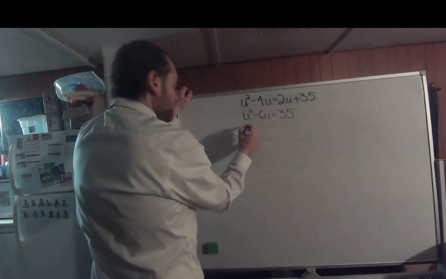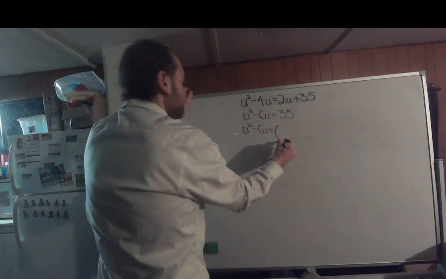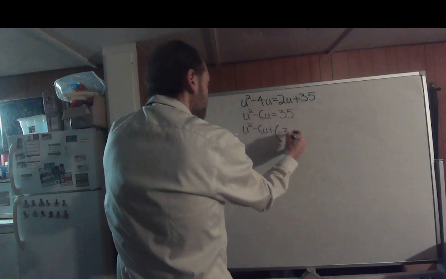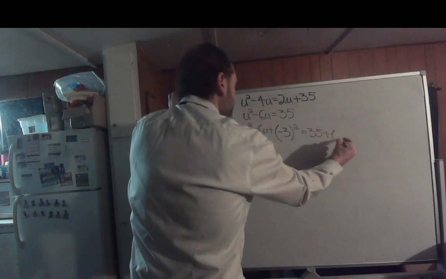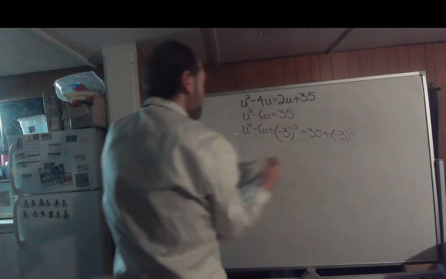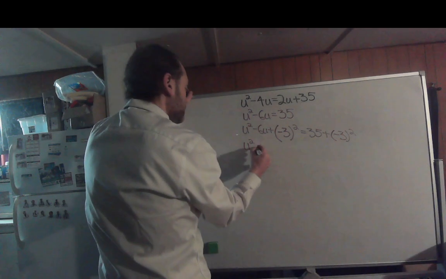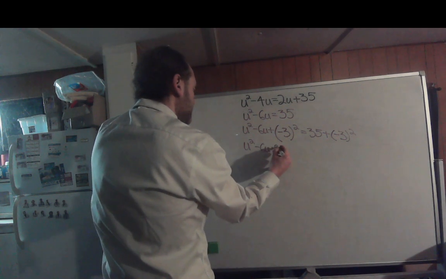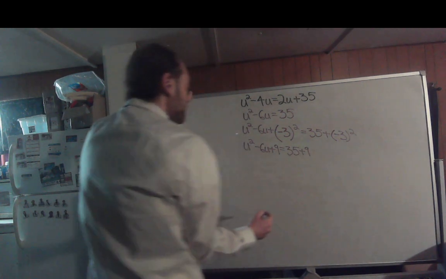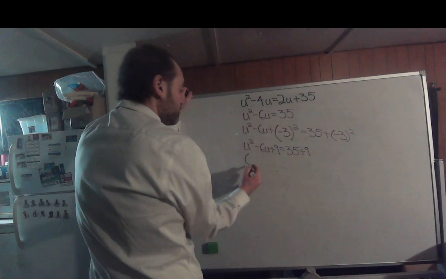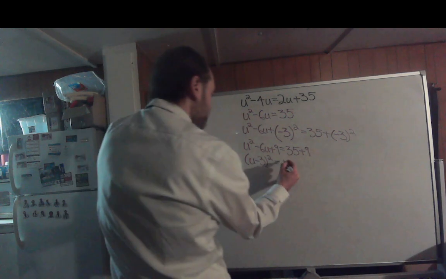So now let's complete the square. You'll take u squared minus 6u plus, what's half of negative 6? That'd be negative 3 raised to the second power would equal 35 plus that negative 3 raised to the second power, which would turn into u squared minus 6u plus 9 would equal 35 plus 9. So the left side would become a binomial square. That becomes u minus 3 raised to the second power would equal 44.